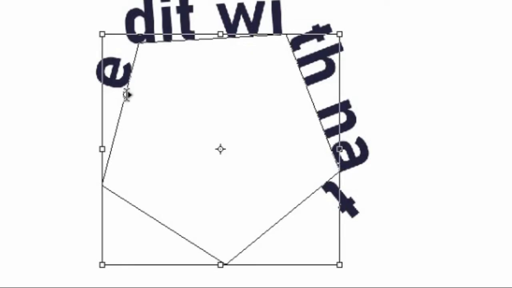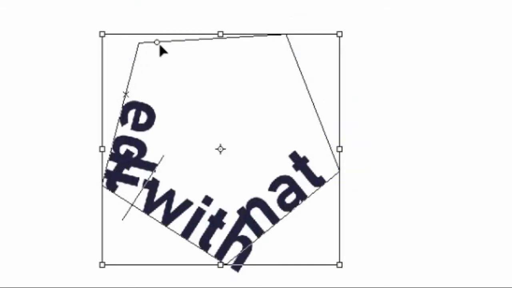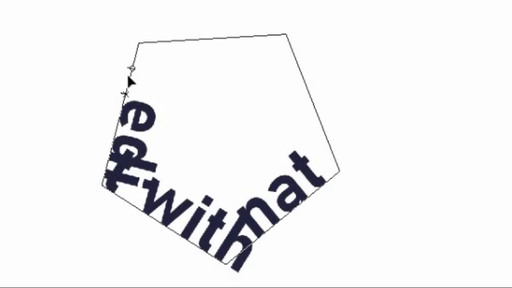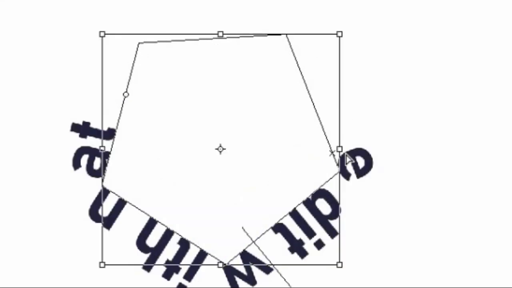So select the text and press and hold the Ctrl key, then put the cursor at the start of the text. You can see the changed cursor. Click there and drag the cursor. You will be able to see different points.